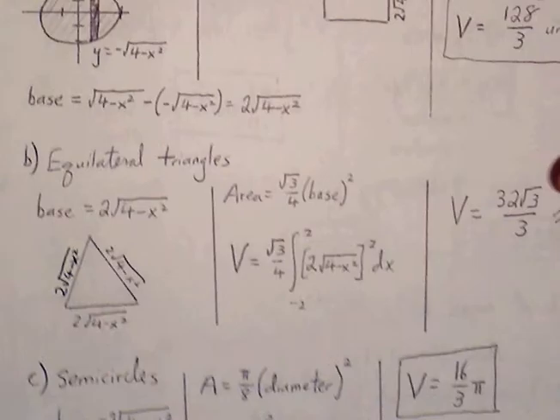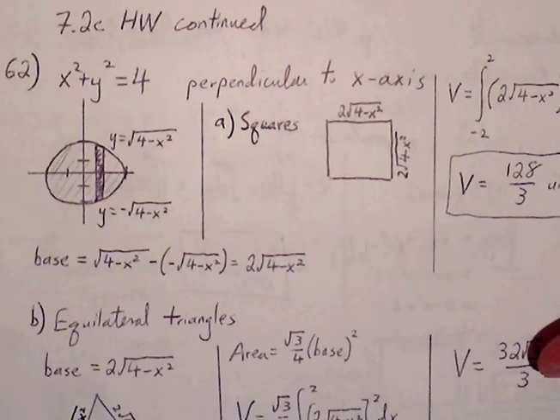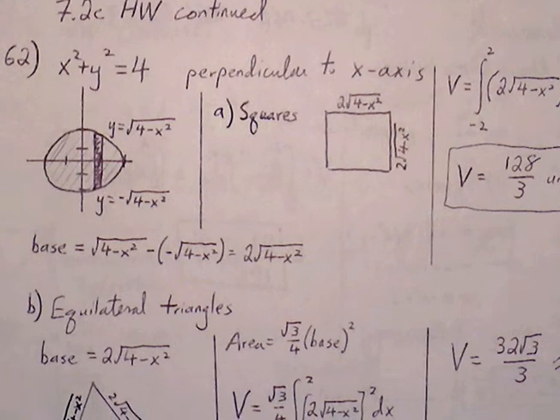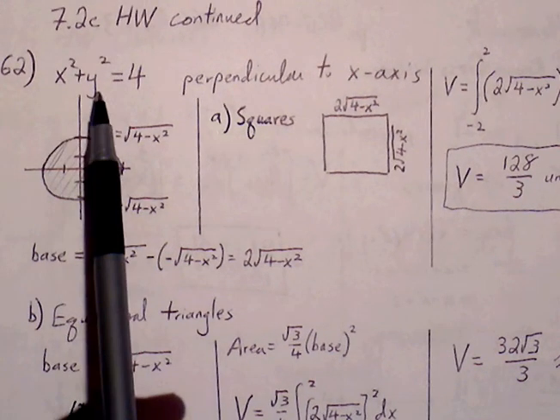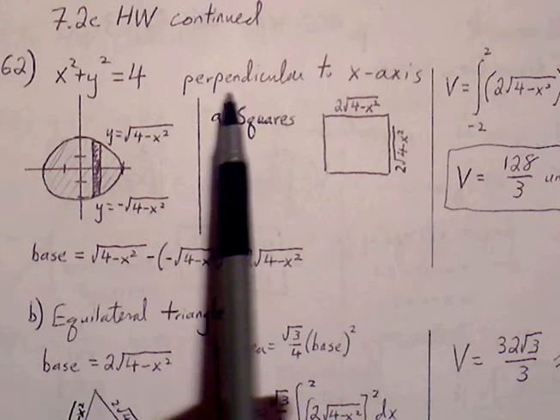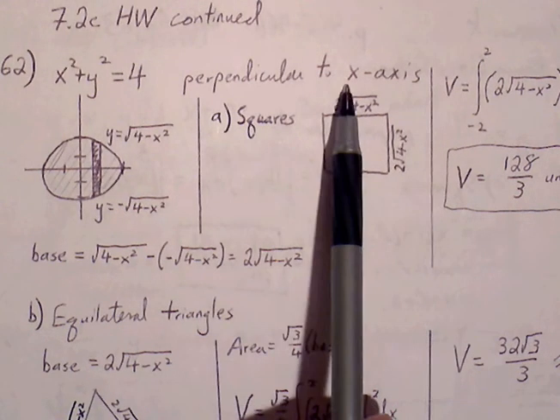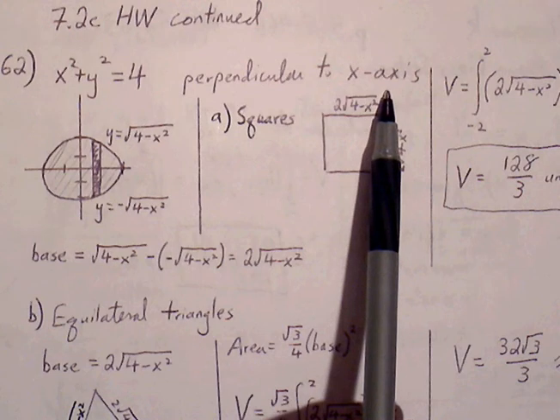All right, let's look at number 62. We have formula for area for a circle. X squared plus y squared is equal to 4. And part A is, and these are going to all be perpendicular to the x-axis.